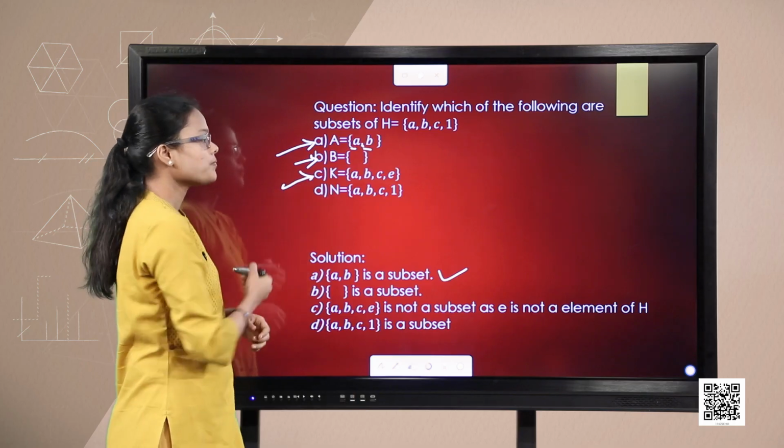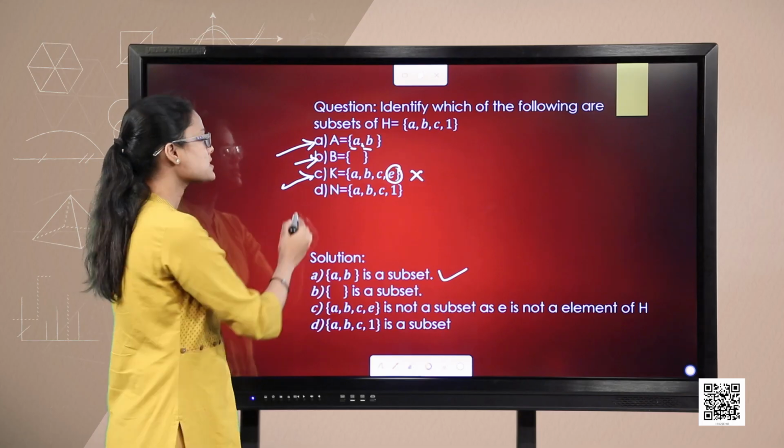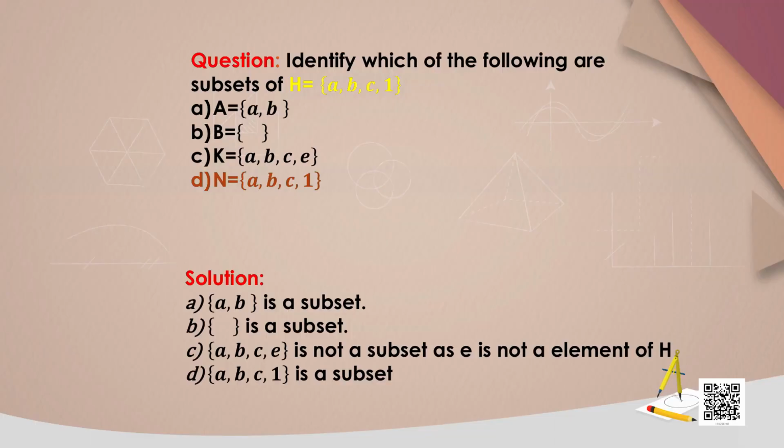Third set K, it is visible that the element e is not a member of the set H. So, K is not a subset of H. Lastly, the set N, all the elements of set N, a, b, c and 1, are also members of set H. So, yes, the set N is a subset of H.